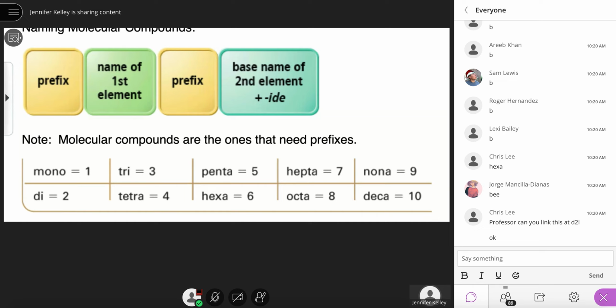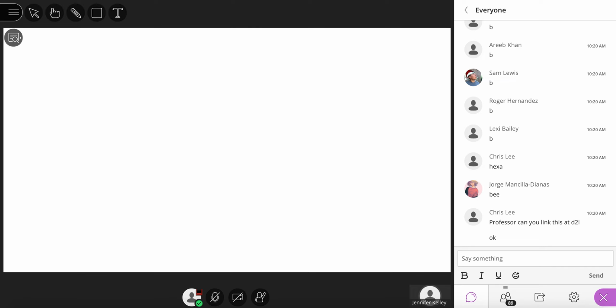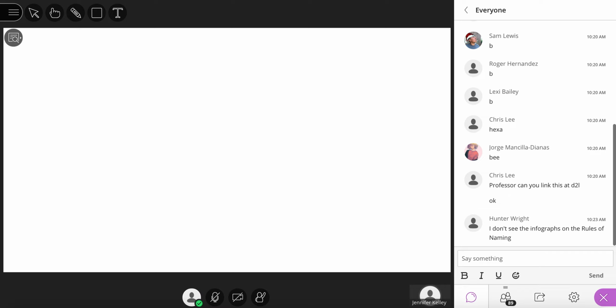So let's see if we can come up with some practice problems to do. All right, I'll put a couple of them up here. And I can't do subscripts, so even though I put the number up to the side, it's meant to be a subscript.